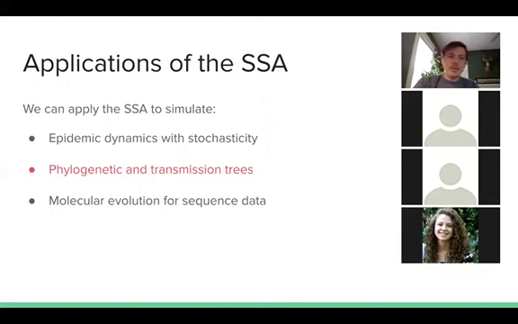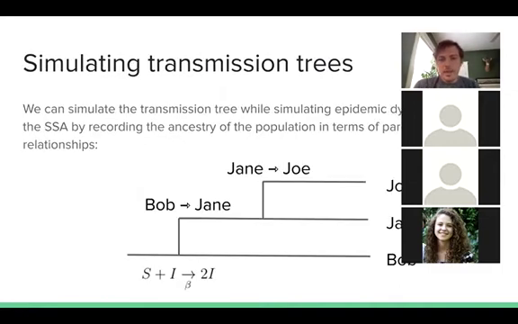So first, since we already talked about how we add stochasticity to our epidemic dynamics, we'll talk about how we can use the stochastic simulation algorithm to also simulate phylogenetic trees. And this turns out to be quite easy given what we've already discussed. So in the stochastic simulation algorithm that we just described for simulating an epidemic, there were both transmission events going on and recovery events going on.